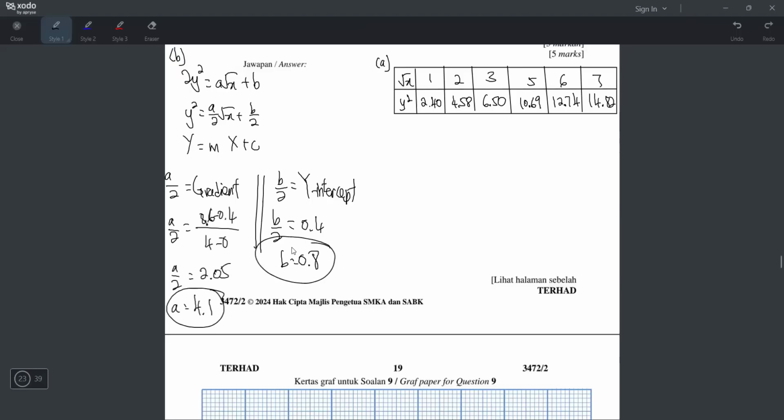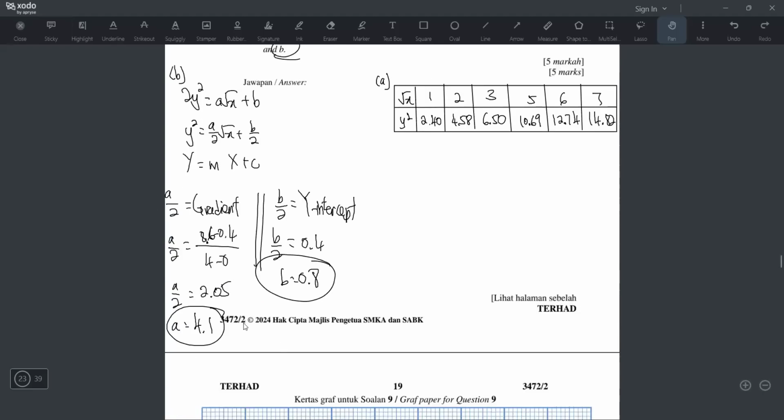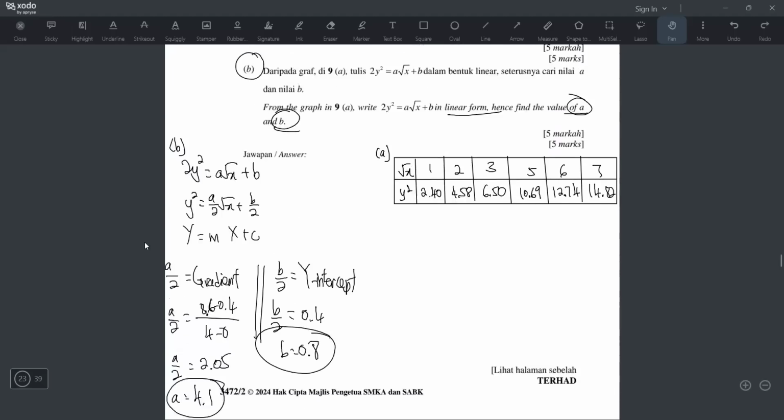Okay, I'm looking at the schema now. So the schema got give you range. Dia ada bagi satu range, right? And yeah, memang saya punya jawapan dalam range dia. So this is considered correct. So if your answer is not same with me, don't worry. As long as it's within the schema range, then it's considered correct already. Okay, so sudah siap lah.